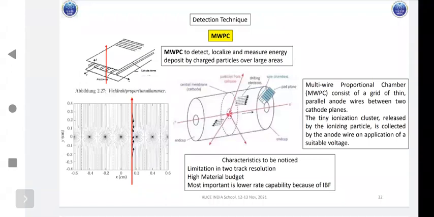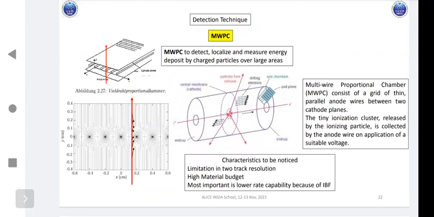So once a particle creates ionization in one of the electric field regions, it will go to the corresponding wire. Ultimately, you know the position, right? Which wire is getting the signal tells you the XY value.